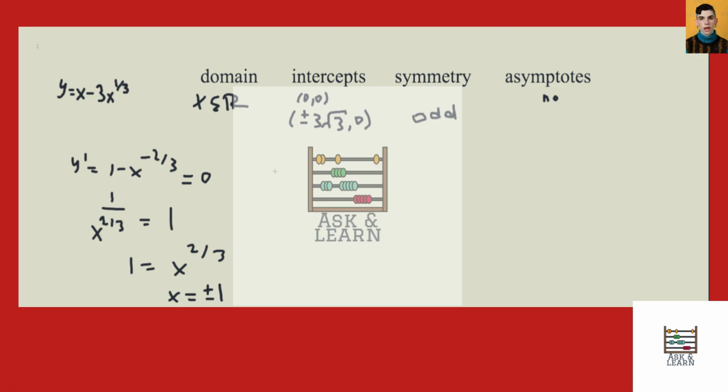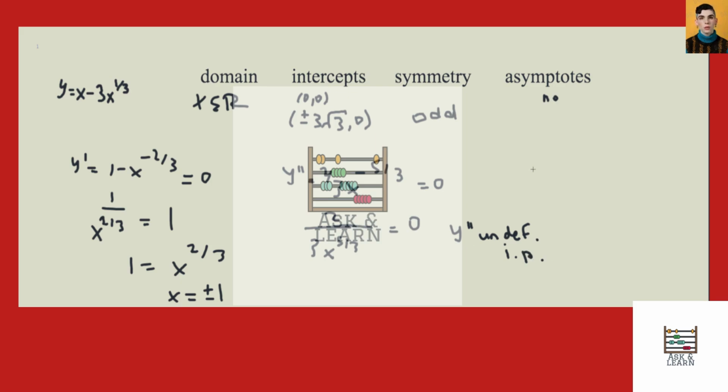And let's also find the second derivative while we're at it. So y double prime is equal to 2/3 x to the power of negative 5/3. And if we set that to 0, it looks like 2/3 over x to the 5/3, all on the denominator, equals 0. And we see that y double prime is undefined at 0. So we're going to say it's an inflection point.